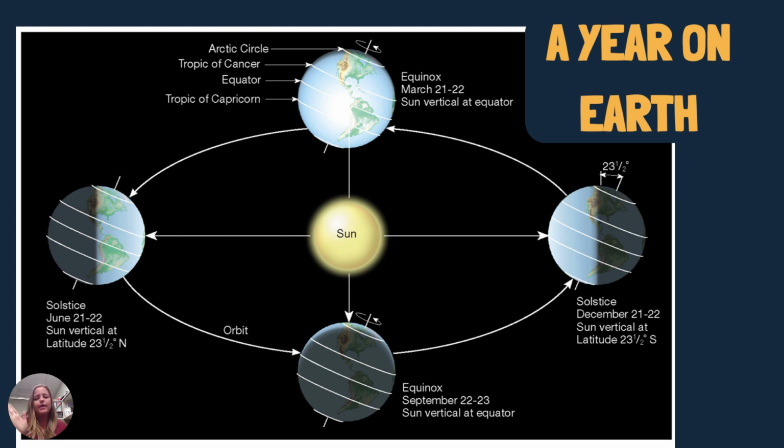When we're tilted away, so on the right-hand side here, the sun's rays are vertical, or at 90 degrees, at 23.5 degrees south. So the southern hemisphere is now in summer, but the northern hemisphere is in winter. And so looking at the direction of the tilt and then the angle at which the sun's rays are hitting Earth at 90 degrees, that's how we tell which season we have.